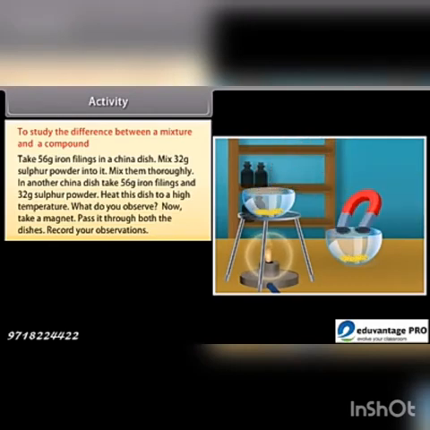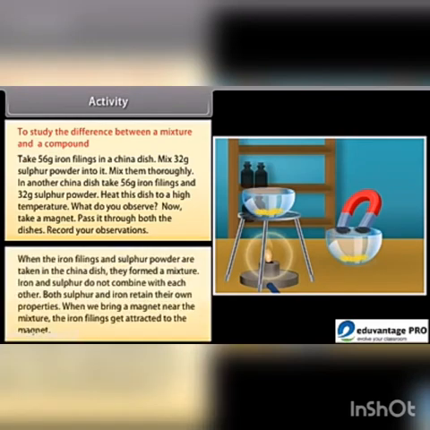Record your observations. When the iron filings and sulfur powder are taken in the china dish, they formed a mixture. Iron and sulfur do not combine with each other. Both sulfur and iron retain their own properties. When we bring a magnet near the mixture, the iron filings get attracted to the magnet.